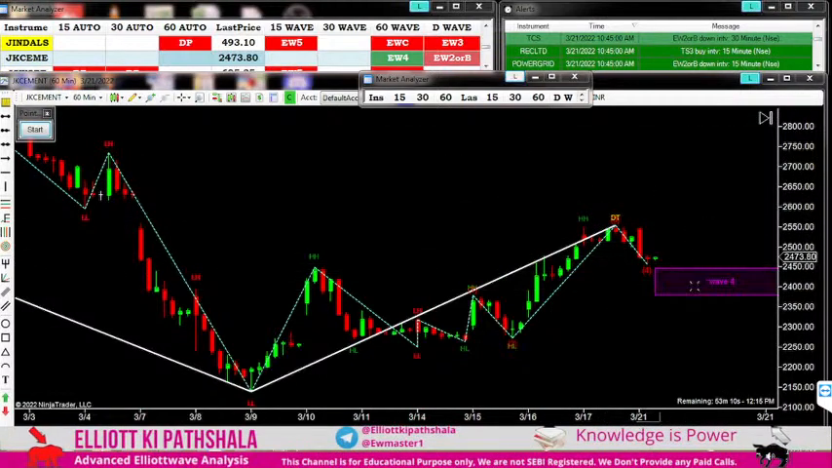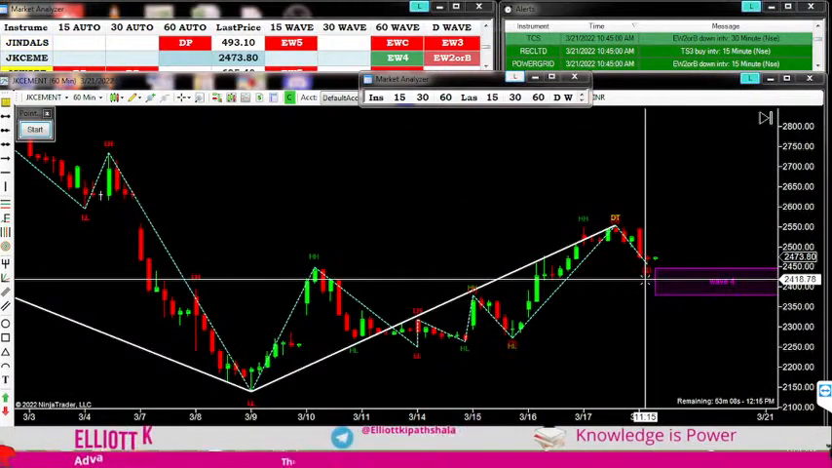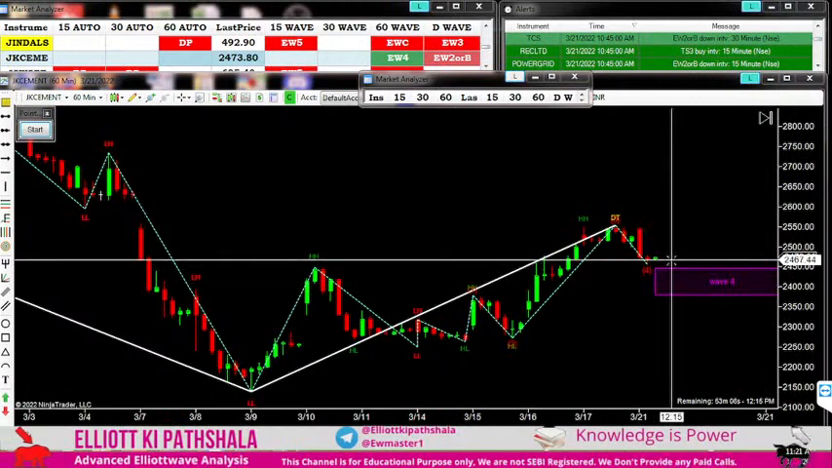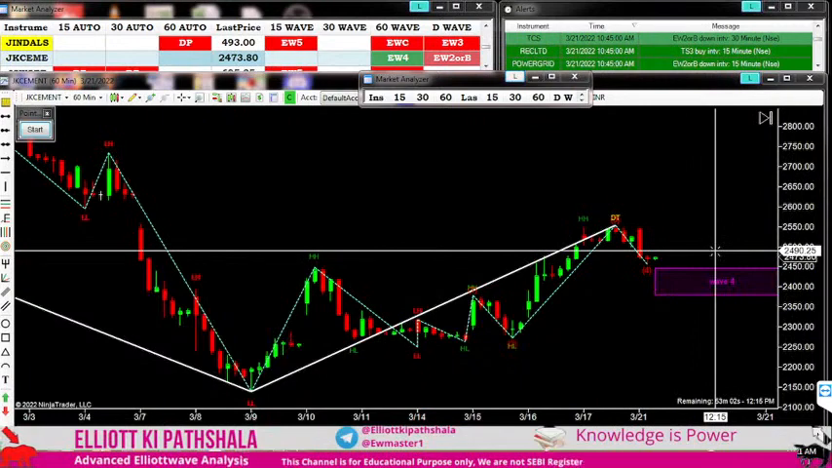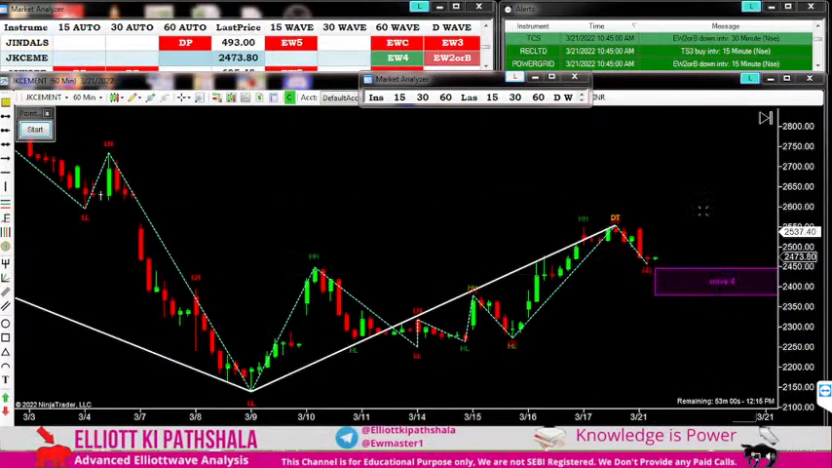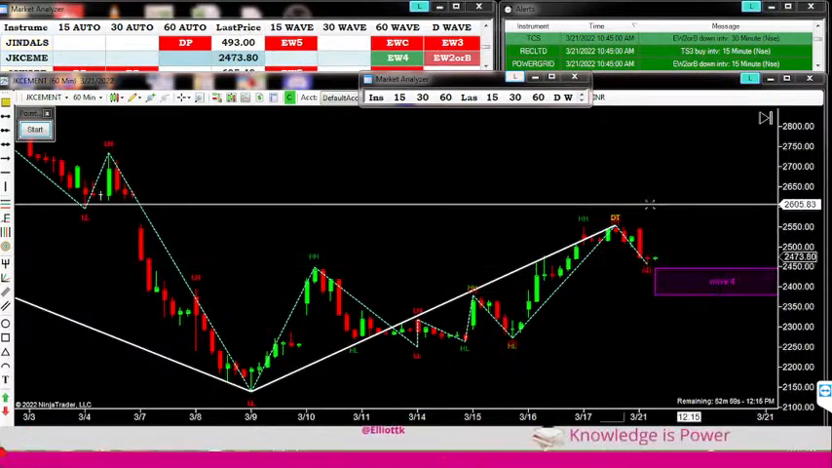Like when the wave 4 zone is identified, then we will wait for this zone to come. From this zone, we will take a decision whether to look for a buying opportunity, whether there is an adequate target available. Then we will take a decision. Till that time, we will not touch the wave 4 entry.